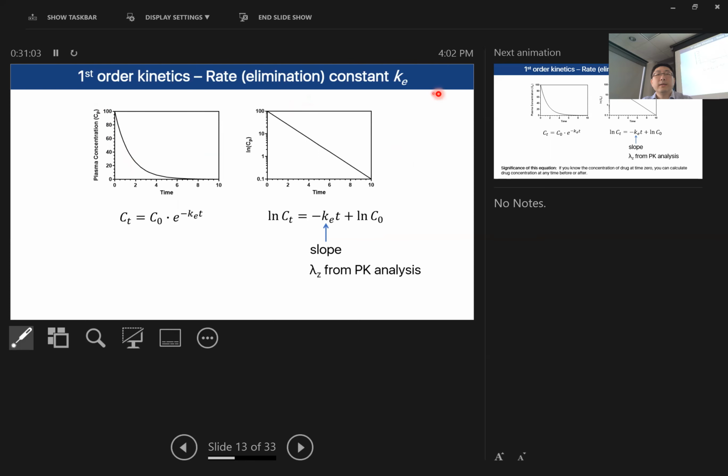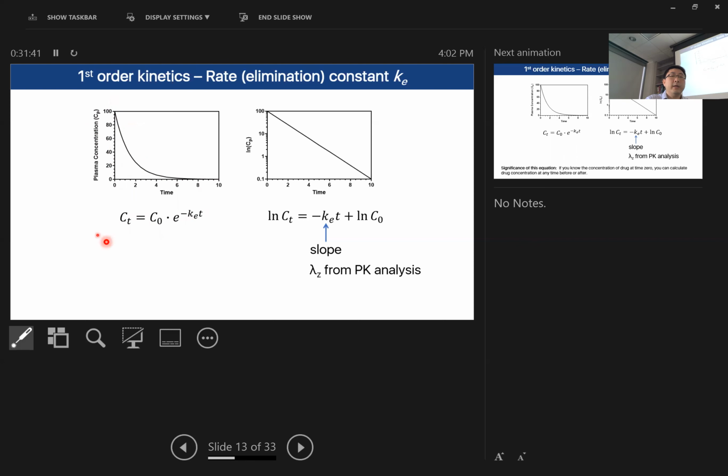So first order kinetics, we say this is KE. So what is KE? If you look at the mono exponential decay, C0 is here, and that's basically the equation for this. It's C0 times exponential of minus KE t. With this equation, the good thing is if you know the KE and the C0, you can calculate the plasma concentration at any given time. So you can essentially solve this equation.